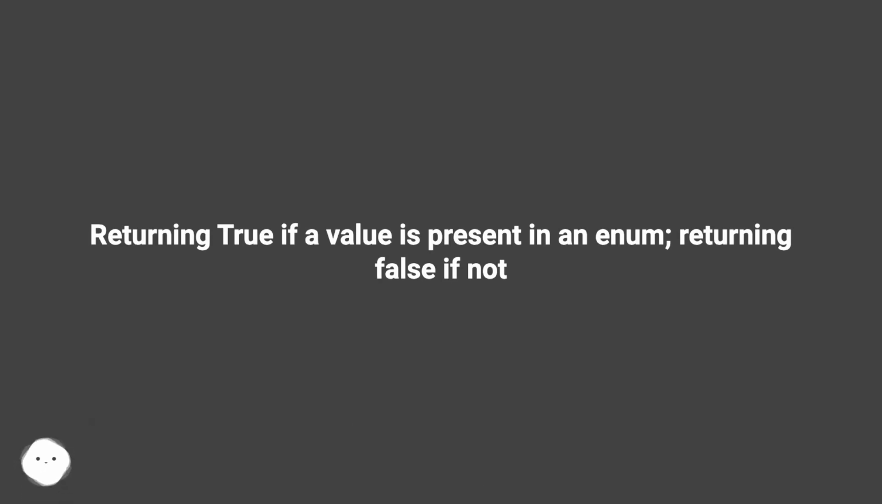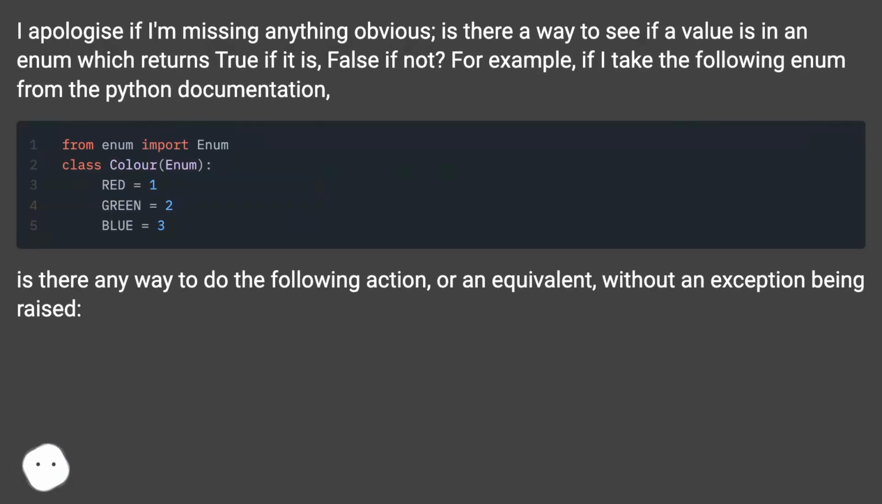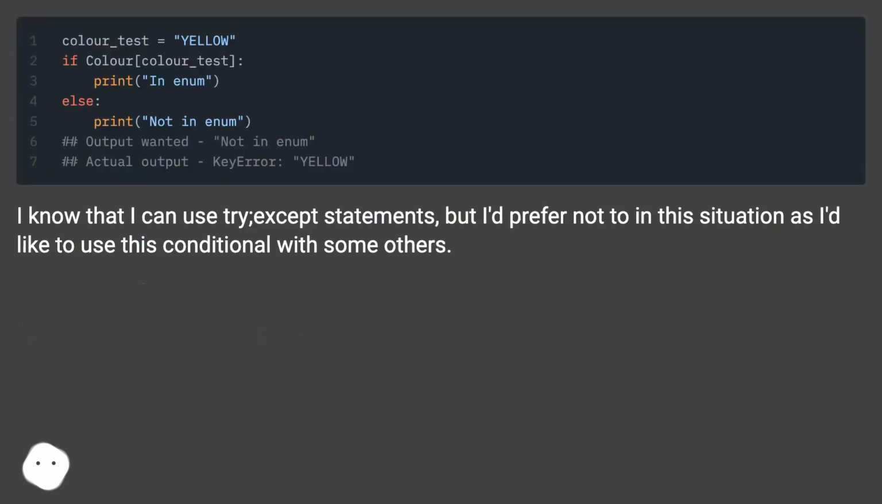Returning true if a value is present in an enum, returning false if not. I apologize if I'm missing anything obvious. Is there a way to see if a value is in an enum which returns true if it is, false if not? For example, if I take the following enum from the Python documentation. Is there any way to do the following action, or an equivalent, without an exception being raised? I know that I can use try, except statements, but I'd prefer not to in this situation as I'd like to use this conditional with some others.